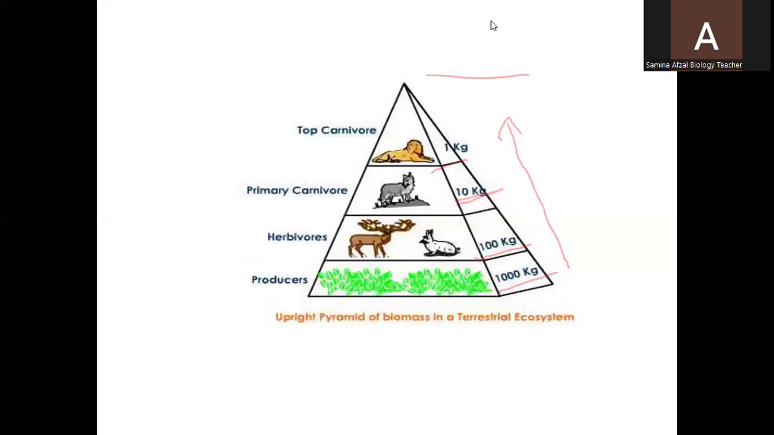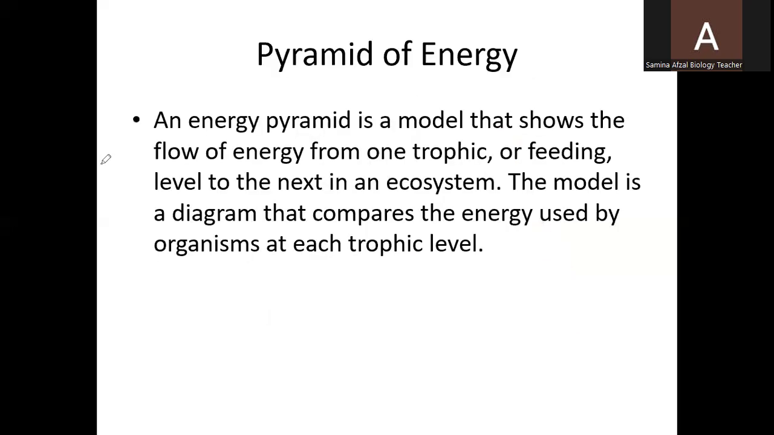The next is the pyramid of energy. If the producers are greater in number, then energy will always be greater in the case of producers. So I would like to read this first. An energy pyramid is a model that shows the flow of energy from one trophic or feeding level to the next. The model is a diagram that compares the energy used by organisms at each trophic level.